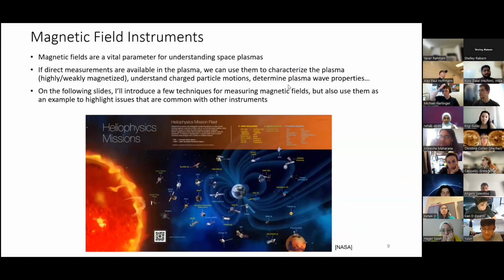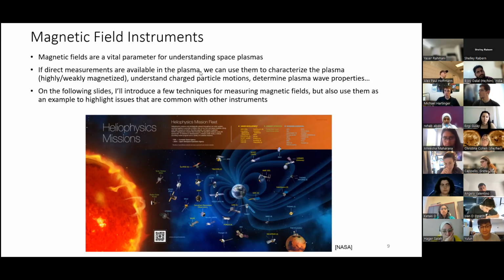Okay, so I'm going to introduce two instruments in some kind of depth, actually not in that much depth, but I want to use them as examples to talk about other instruments and common issues with them. I'm going to start by looking at magnetic field instruments. One of the reasons I chose magnetic field instruments is because magnetic fields are a vital parameter for understanding space plasmas. They're flown in a lot of missions. Various types of magnetometers are often flown, regardless of what environment you're looking at, whether it's the solar wind near the sun or other planets. And they help you understand the plasma.